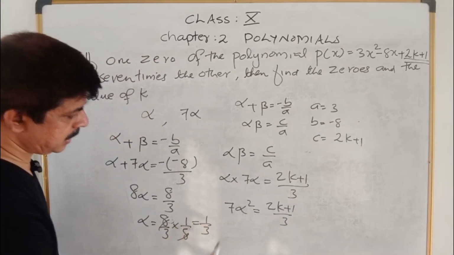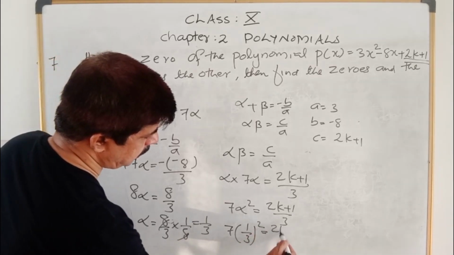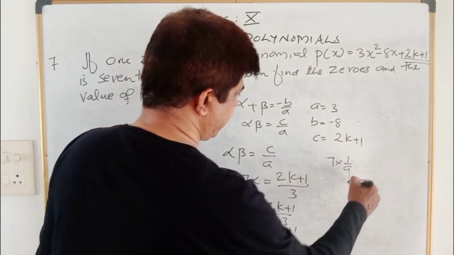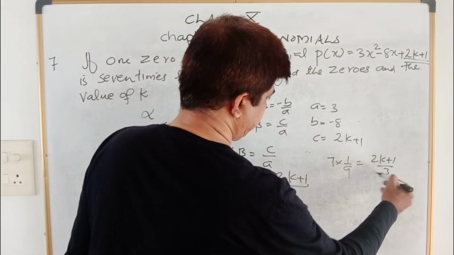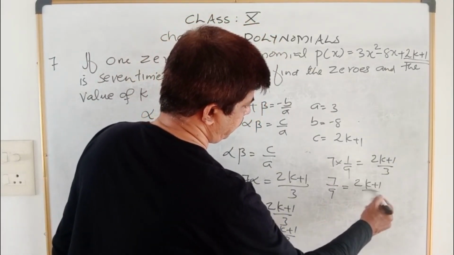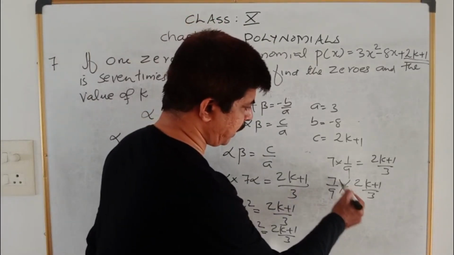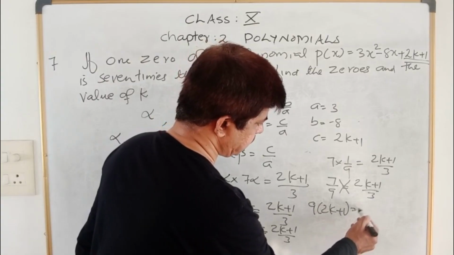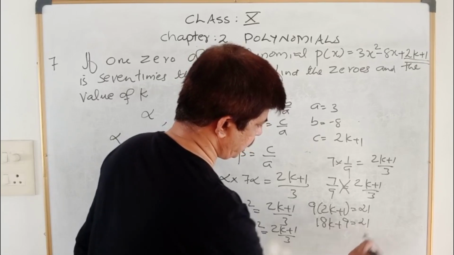We already found the value of alpha. So 7 into 1 by 3 square is equal to 2k plus 1 by 3. So 7 into 1 by 9 is equal to 2k plus 1 by 3. 7 by 9 is equal to 2k plus 1 by 3. We cross multiply and find the value of k. 9 into 2k plus 1 is equal to 21. 18k plus 9 is equal to 21.